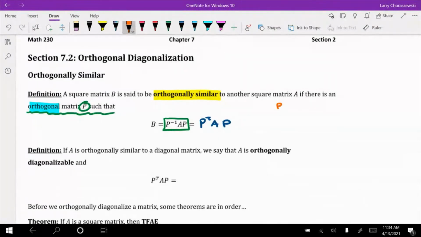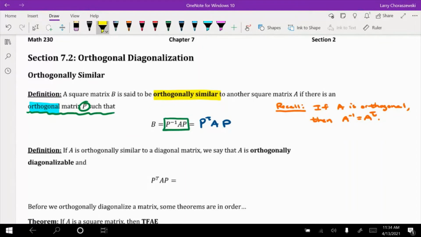All right, recall if A is orthogonal, then A inverse is equal to A transpose. That was one of our definitions of what it means for a matrix to be orthogonal. So in this case, P is serving as the letter for the matrix instead. And so P inverse AP is equal to P transpose AP.